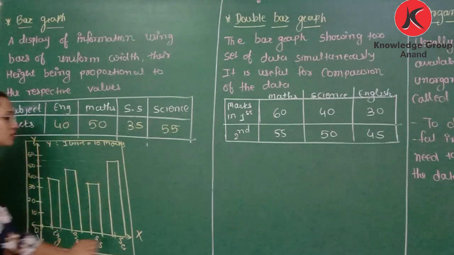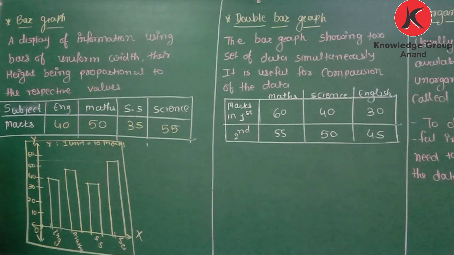So by observing this information, we can also answer questions such as in which subject his performance is good, in which subject he needs to do more practice, and what the marks are for a particular subject. So this kind of information we can also represent in a bar graph.